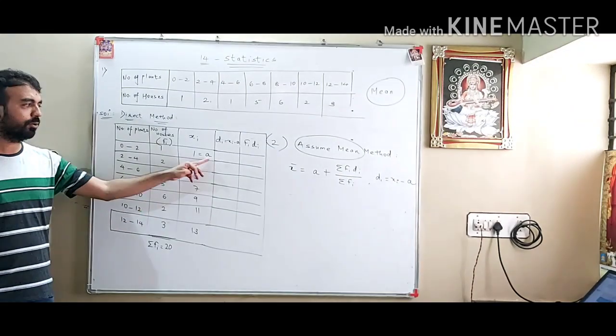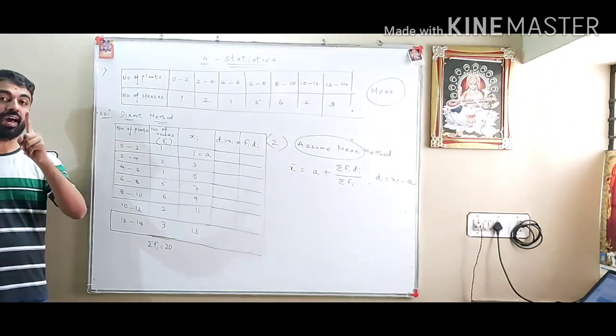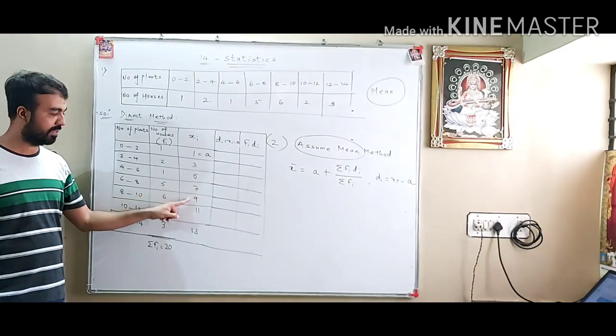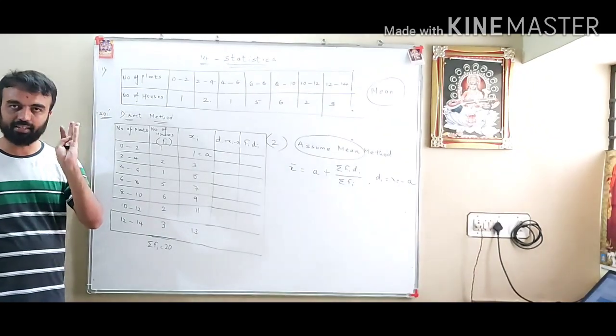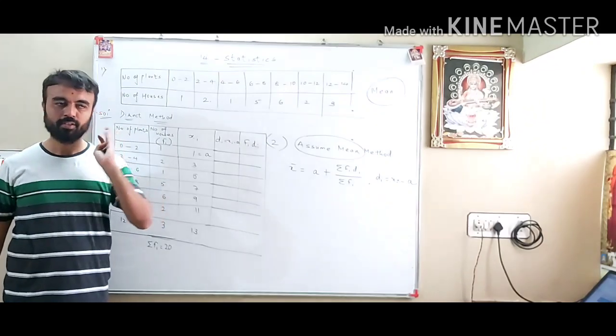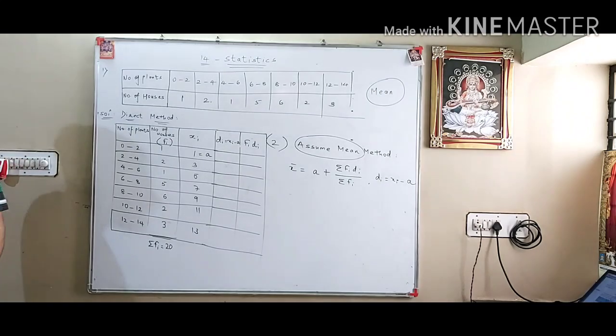Okay? Suppose A is 1. You can try at your home, again I am saying, by calling A as 3, A as 9, A as 13, anything. These numbers will be different, but final answers will be the same. Suppose I call A equals 1.